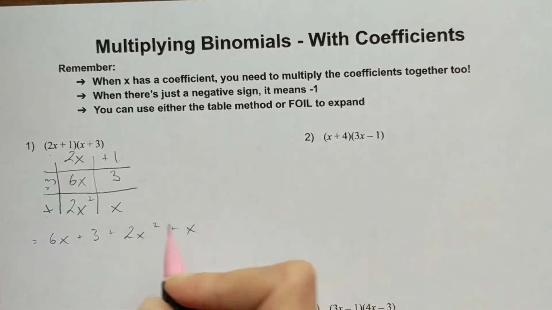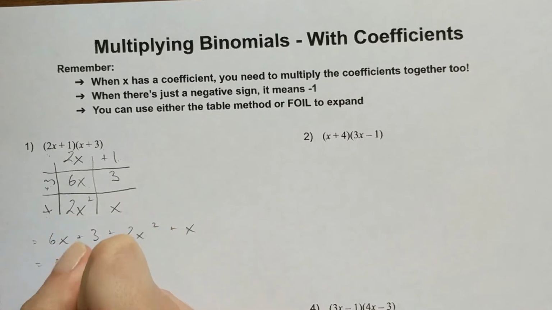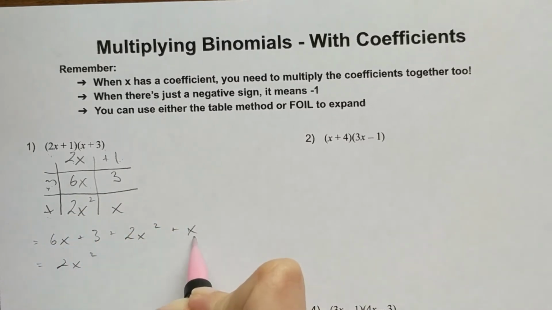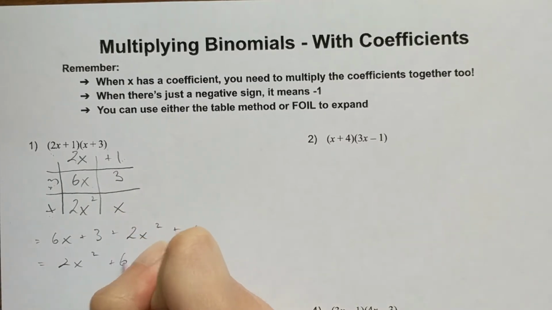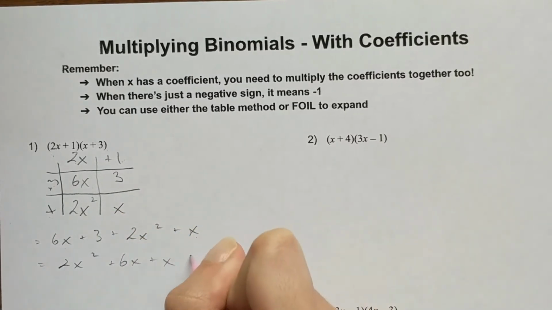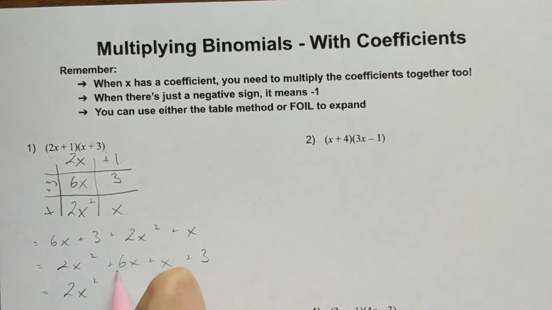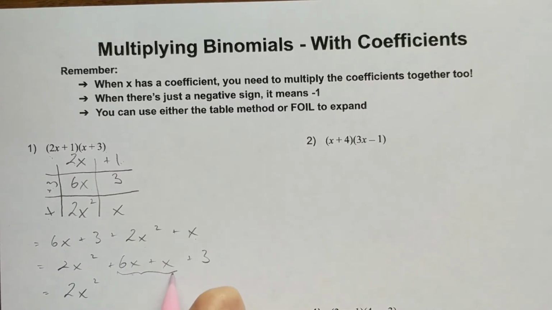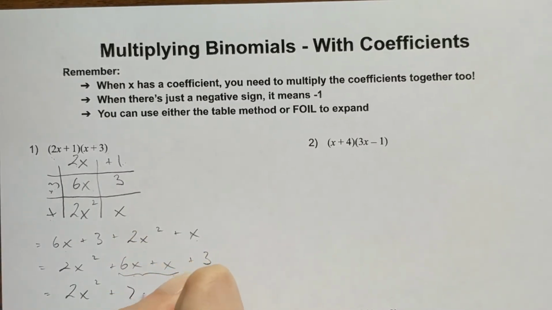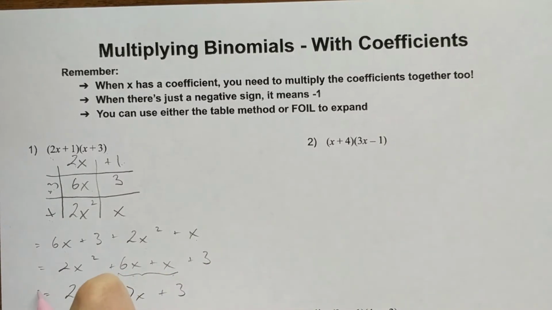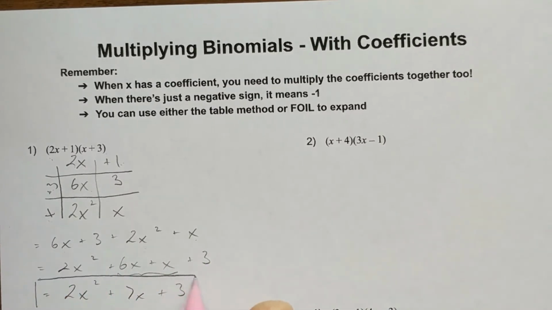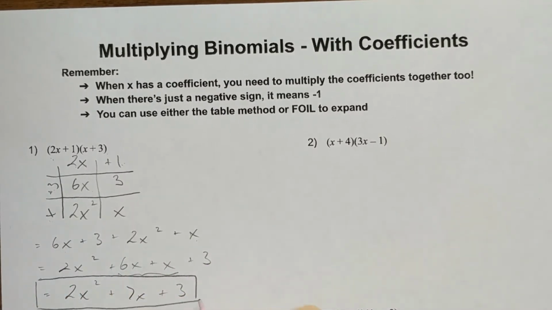I'm going to rearrange so that my x squared is the first term, so 2x squared. Then I'm going to put my x's beside each other, so 6x and x, and then I just have a 3 left over. I'm going to go ahead and collect like terms in the middle here. 6x plus x is 7x, and then plus 3. So our final answer here is 2x squared plus 7x plus 3.